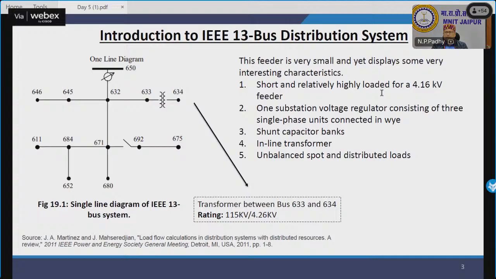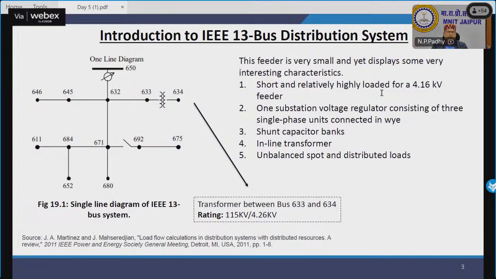Introduction to the IEEE 13-bus distribution system. This feeder is very small and yet displays some very interesting characteristics. Short and relatively highly loaded for a 4.16 kV feeder. One substation voltage regulator consisting of 3 single-phase units connected in Y, shunt capacitor banks, inline transformers, unbalanced spot and distributed loads.